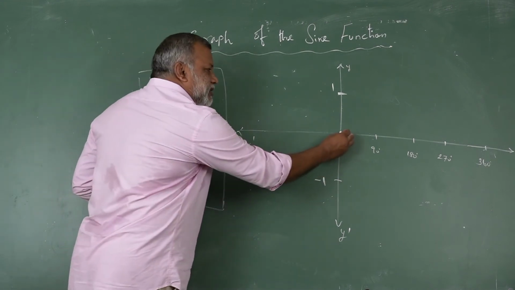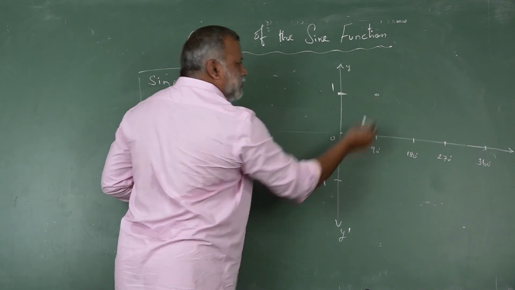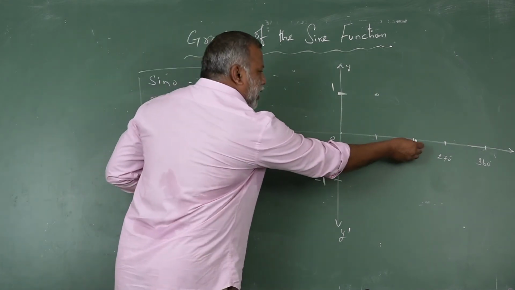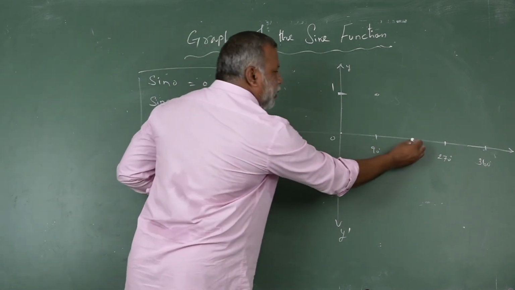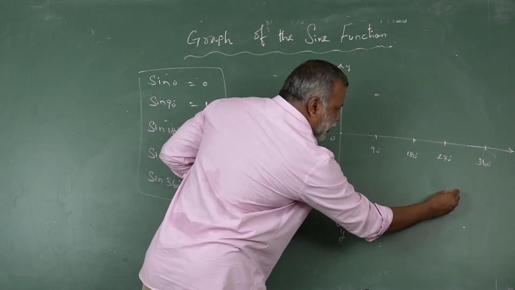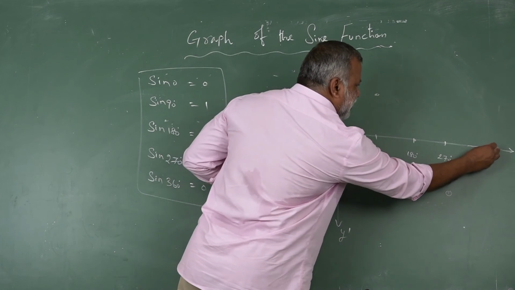See, sine 0 is 0. Sine 90 takes the highest value 1. Again 180 becomes 0 here. Again 270 takes the least value minus 1. This is the point. Once again, sine 360 takes 0.